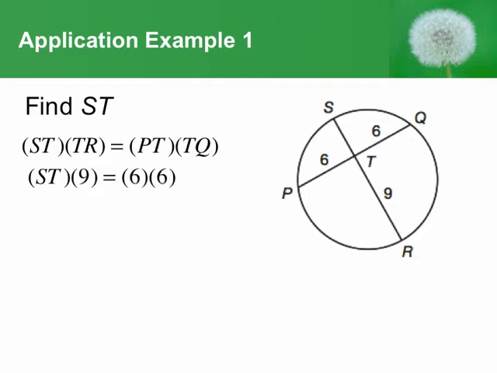And let's simplify by multiplying 6 times 6 and then dividing both sides by 9. We get that ST equals 4. To check that this is correct, the product of the chord lengths should be equal. So 4 times 9 should equal 6 times 6, and it does.